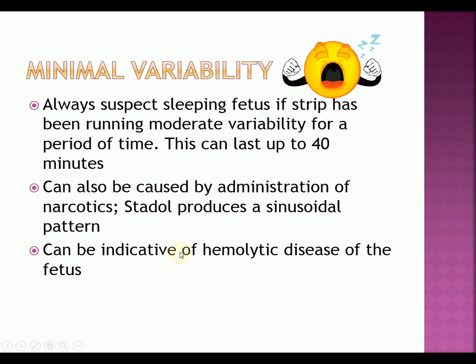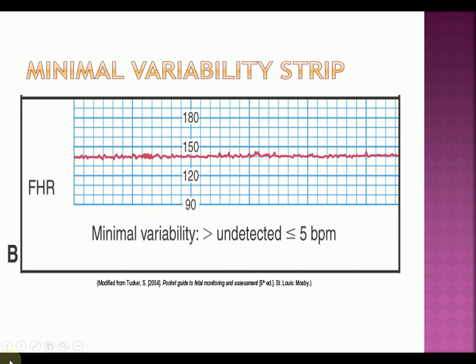The sinusoidal pattern that we talked about is very indicative of the hemolytic disease of the fetus and can also be minimum variability as well. And minimum variability looks like this. So minimum variability is the undetected, less than or equal to 5 beats per minute, whereas your absence was 0 variability. So you can see this strip looks a little bit more active than the absent did on that one end.